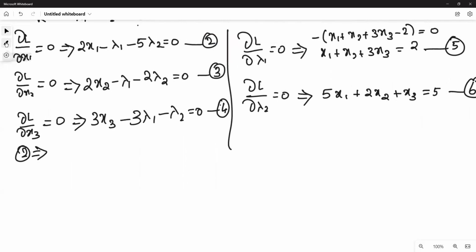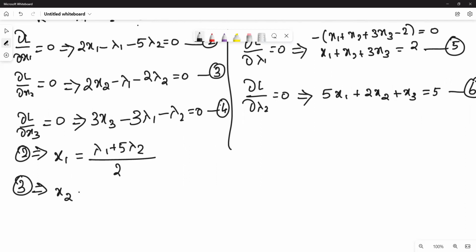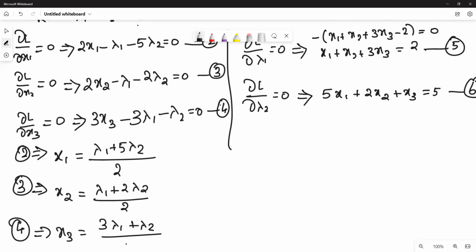So from equation 2, 2x1 is equal to λ1 plus 5λ2. So x1 is (λ1 plus 5λ2) by 2. Similarly, from equation 3, x2 is nothing but (λ1 plus 2λ2) by 2. From equation 4, x3 is nothing but (3λ1 plus λ2) by 3. Okay, I have got x1, x2, x3 from equations 2, 3 and 4.